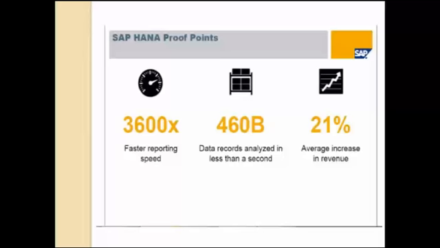So with SAP HANA and all the hype about this product, you may be wondering where exactly the business benefits are. SAP has conducted several pilot studies with selected companies, and they have found some tangible benefits that are shown here. One is that in terms of reporting speed, there is a 3,600 times improvement. So it's like 3,600 times faster than before.